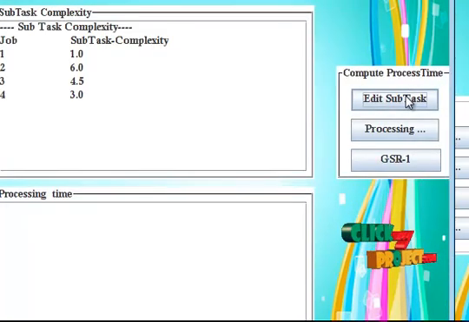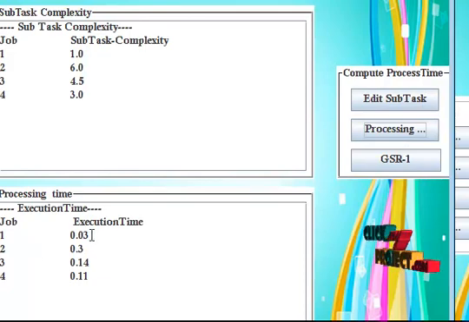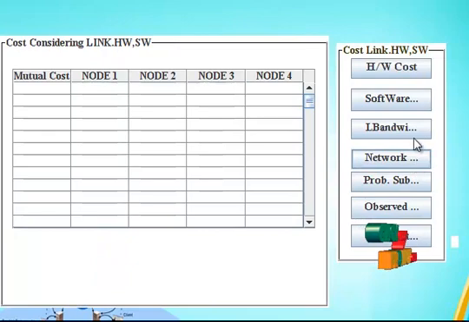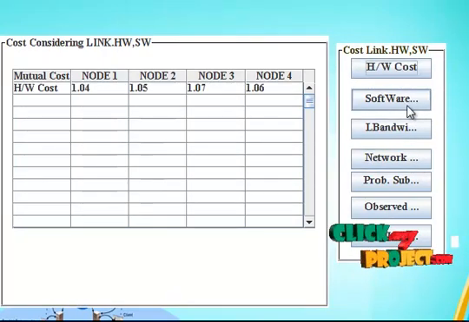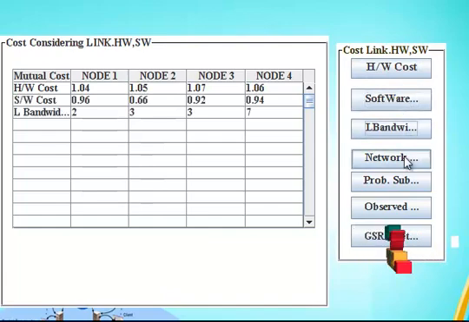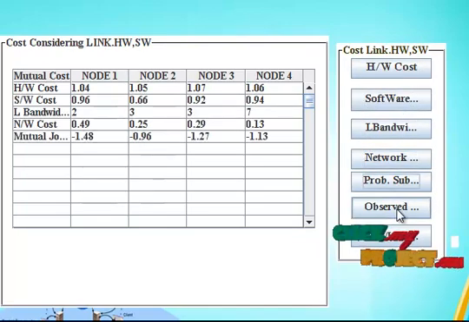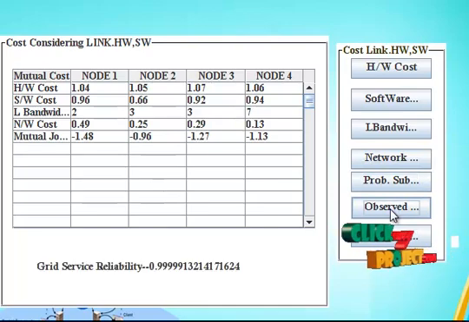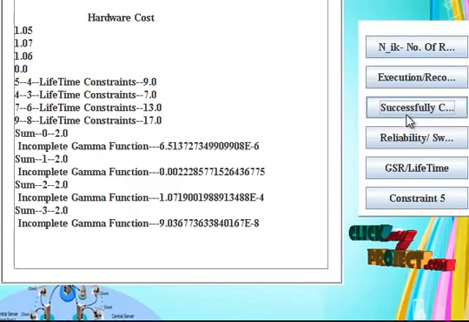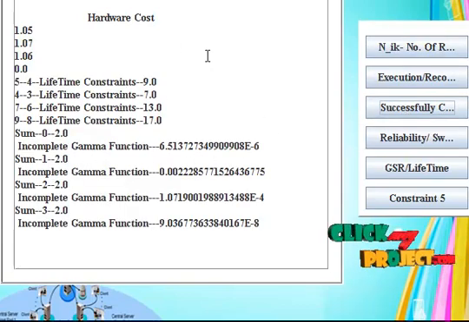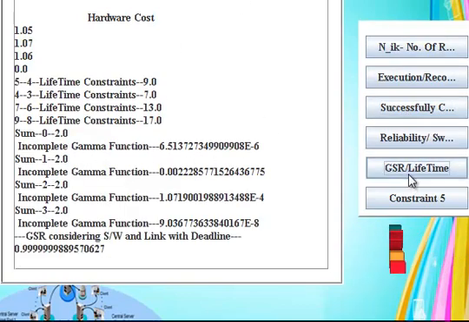Then we are going to evaluate subtask complexity and its execution time. So based on the approximation basis we have evaluated. And then all these further things are based on the failures that occurred: hardware failure, software failure, link failure, network failure, and any subtask probability of failure, and then grid service reliability cost, and then GSR. So total hardware cost, execution, lifetime. These things are as per the algorithm of GSR.